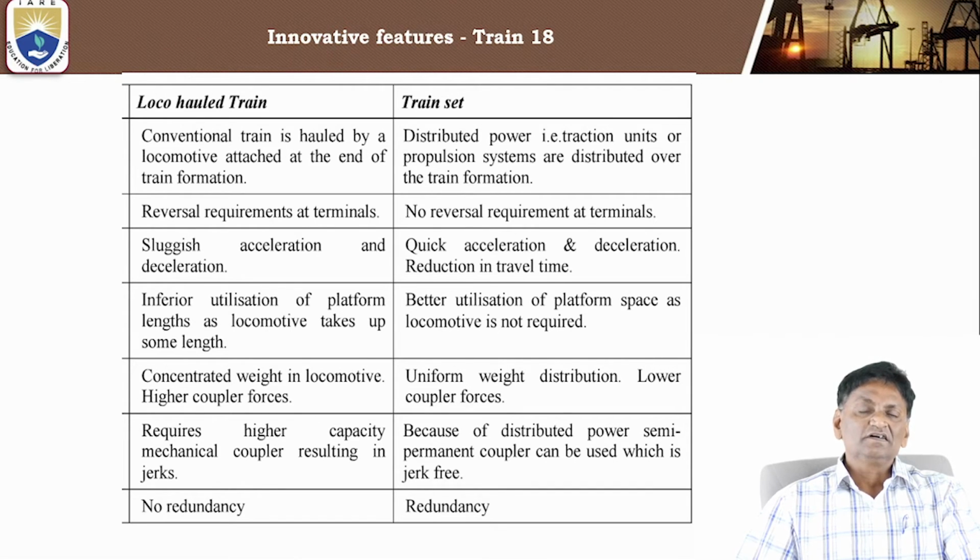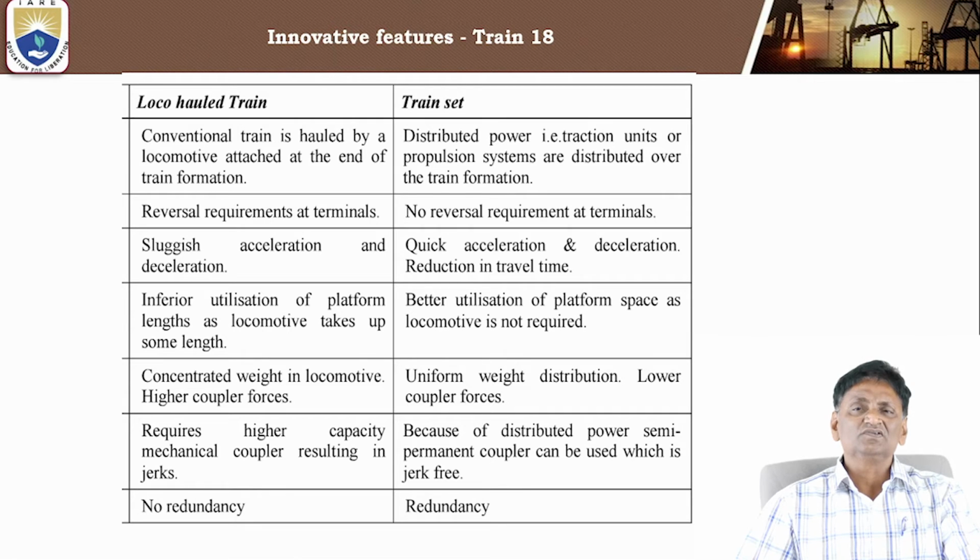Earlier, out of 16 coaches, one was wasted for the engine itself. So considerable platform length is wasted at small stations. The platform length is not sufficient for the engine and another 16, 17 coaches. Since there is no separate engine, that much platform length is saved.